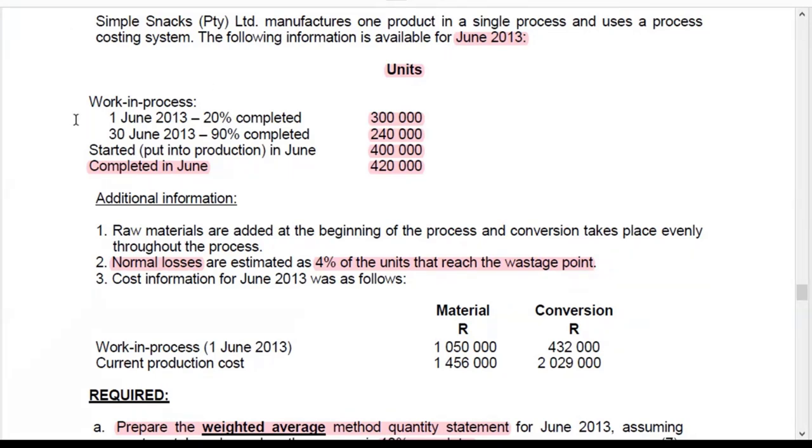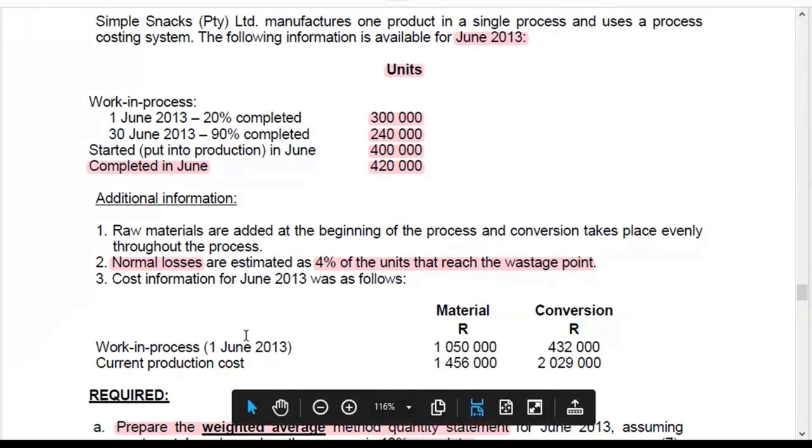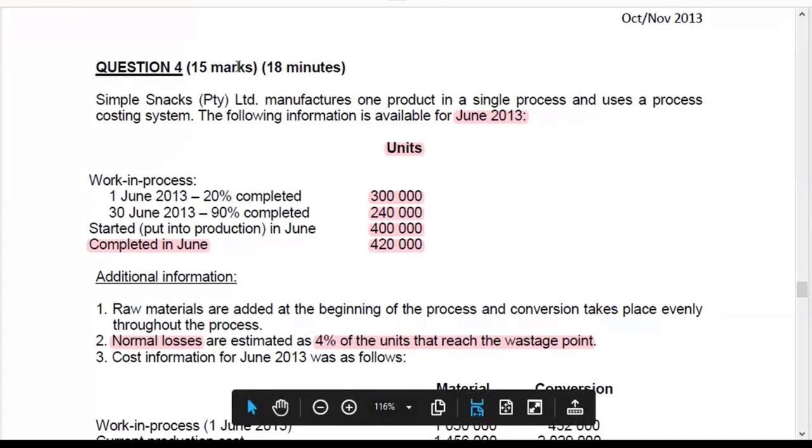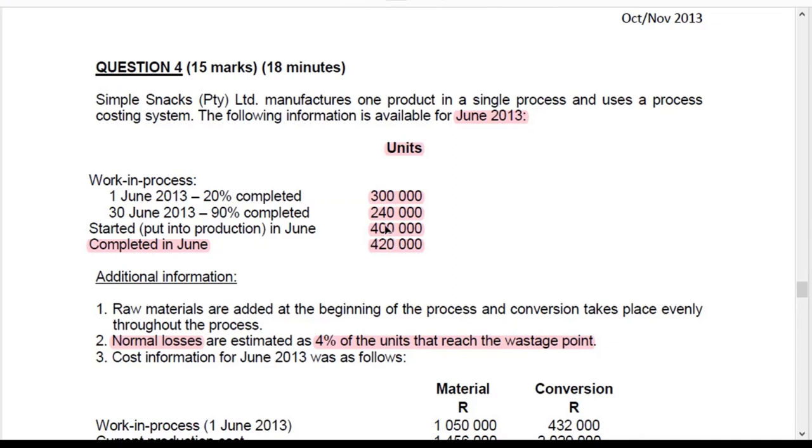So just imagine it's 0% here and it's 100 here. First thing first, they told you under this quantity statement that your wastage point is at 10%. So it's zero, then the wastage point is 10% here. You have to put it as the wastage point. Any unit that reaches this 10% will experience a normal loss of 4%. My opening WIP comes in after at 20%. Then my closing is at 90%, and here would be 100%.